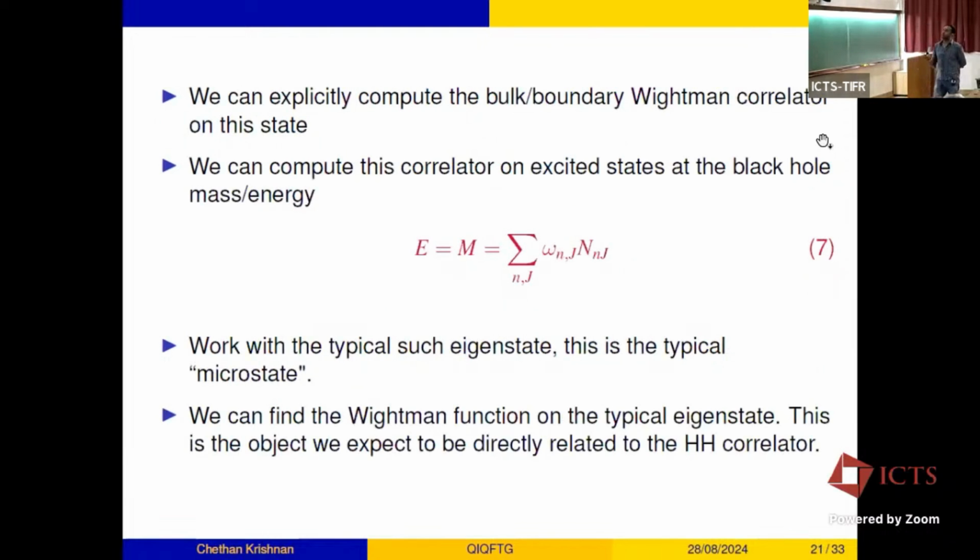And then we compute this boundary Wightman correlator in the state. We look for states where the Schwarzschild mass goes in, and we get a typical such eigenstate, and this is what we call a microstate. We compute the Wightman function there. I didn't show you how we compute the entropy and the temperature. It's there in our papers, but it can be done. And this is the object that we can directly... yeah, go ahead. In particular, the modes that are largely occupied are the ones which have omega much smaller than the temperature.